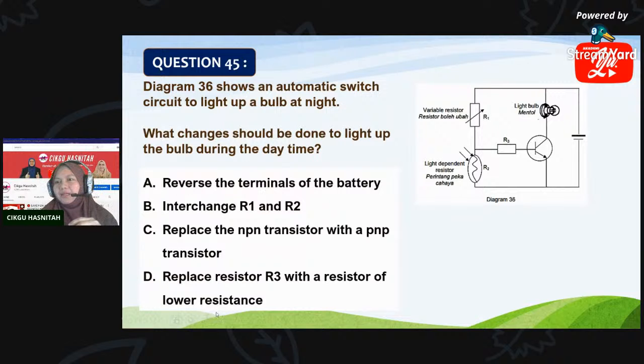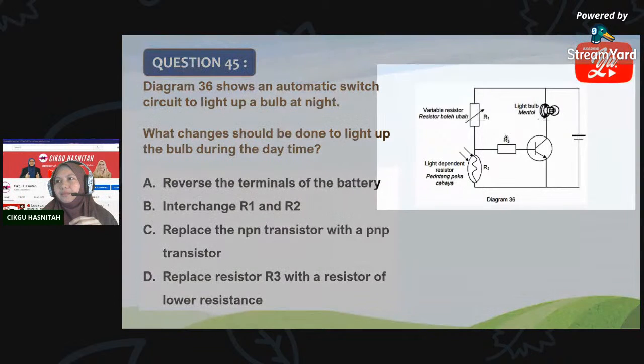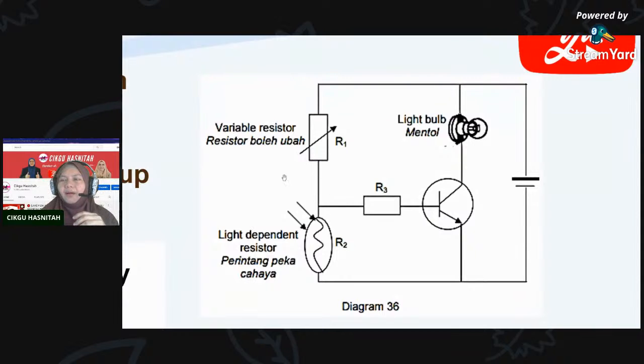If you look at this diagram, the variable resistor is placed on top and the LDR is placed at the base circuit. And in this position, it operates at night. So if you want to change the operation so it will switch on at day, we must interchange the position of these two, R1 and R2.